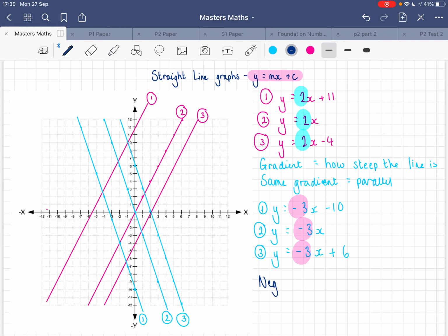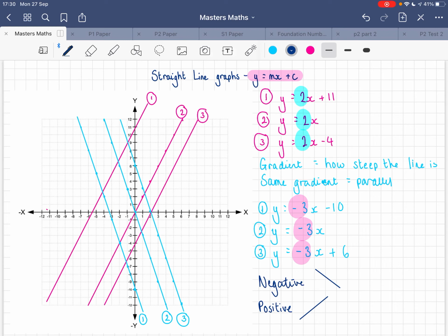So negative gradients means the line goes in this direction. Whereas a positive gradient, the first 3 lines, the pink ones, were positive. They go up in this direction. So you can tell the gradient of the line by what direction it is going on the graph. And then we can tell from the equation what the gradient is.